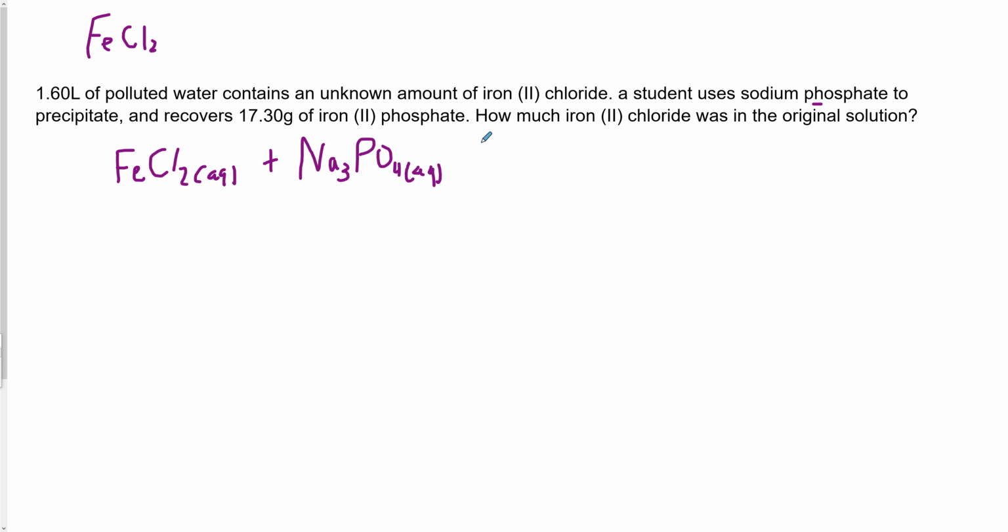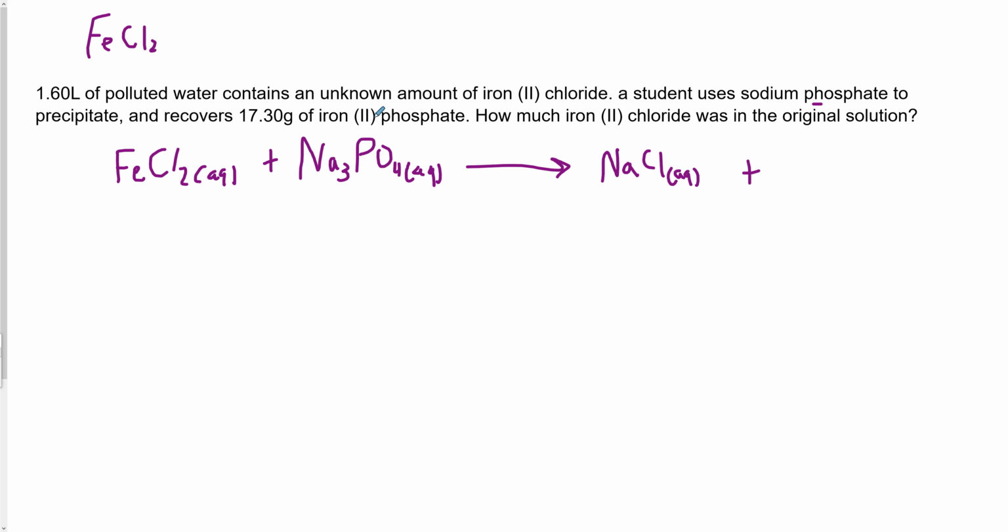So how is this going to work? Well, we're going to make NaCl. That's one of the chemicals that we're going to make. And remember, that one is spectator. We don't care about it. And the other is going to be iron 2 phosphate.